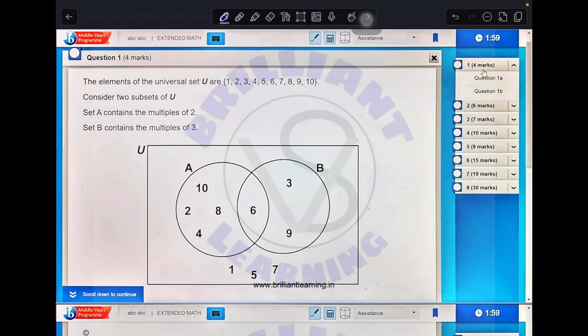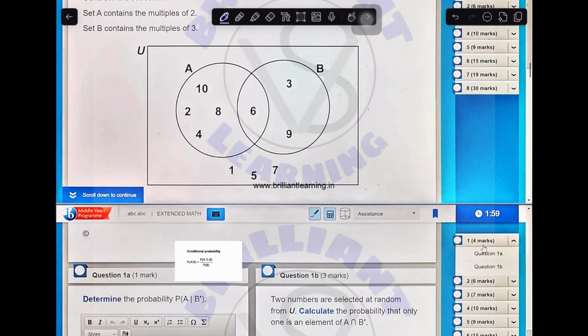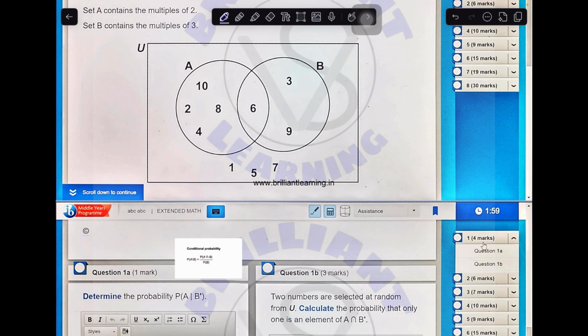Hi everyone, so this is May 2021. It is the MYP Math Extended paper and this is question 1. So we have the elements of the universal set U are 1 through to 10, all integers. Consider two subsets of U. Set A contains the multiples of 2, set B contains the multiples of 3. Okay, so here's our Venn diagram.